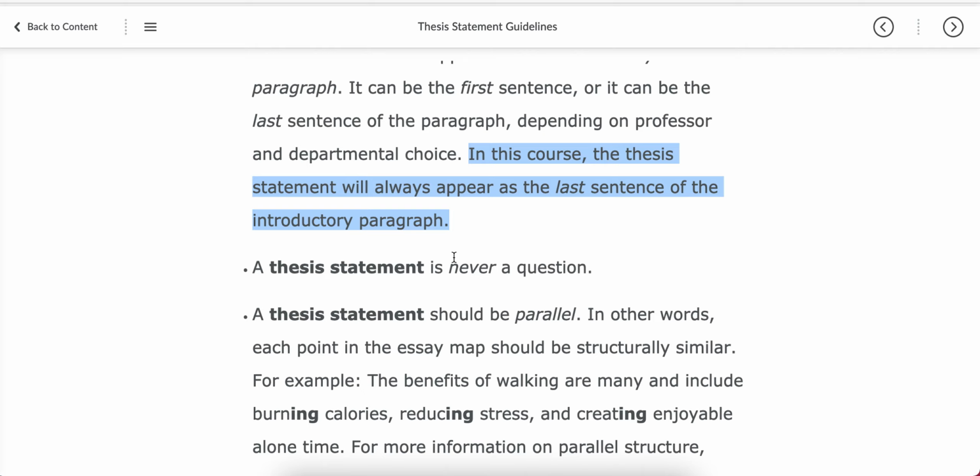So basically you say, pizza is very healthy because da, da, da, da, da. Okay, that's a thesis statement.